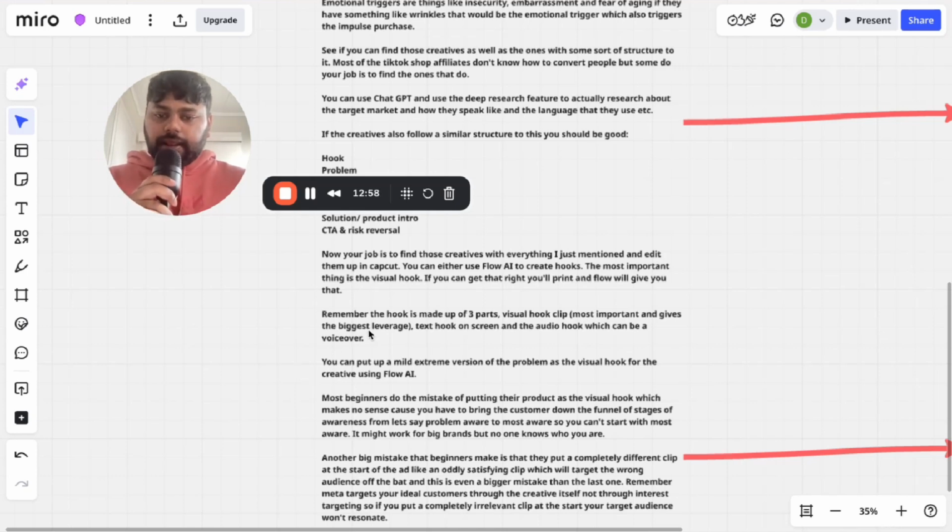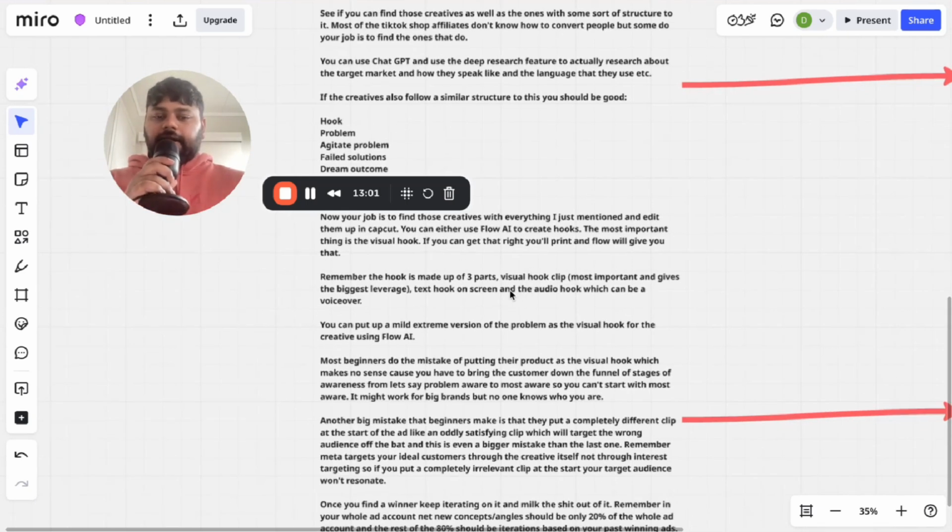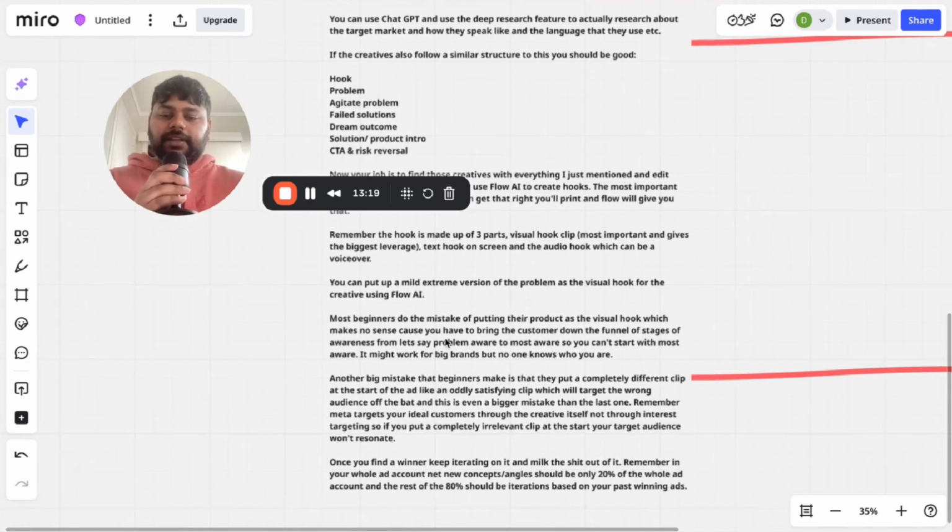And remember the hook is made up of three parts, right? Visual hook, most important, which gives you the biggest leverage. Text hook on screen, and the audio hook, which can be the voiceover. You can put up a mild extreme version of the problem as a hook for the creative using Flow AI, right? Most beginners make the mistake of putting their product as a visual hook, which makes no sense because you have to bring the customer down the funnel of stages of awareness, from let's say problem aware to most aware. So you can't start with most aware, right? It might work for big brands with brand awareness, but no one knows who you are, so you can't literally start with most aware, bro.